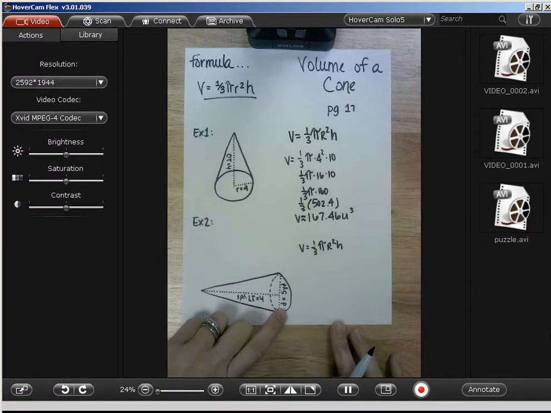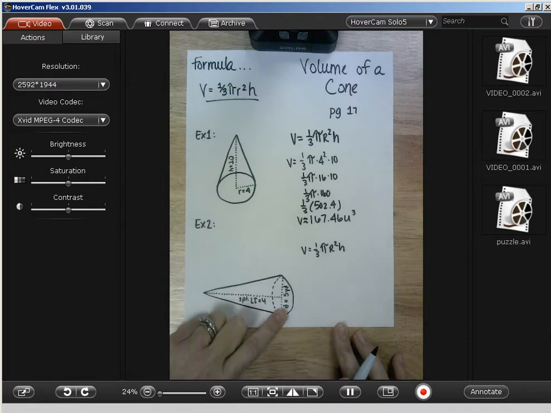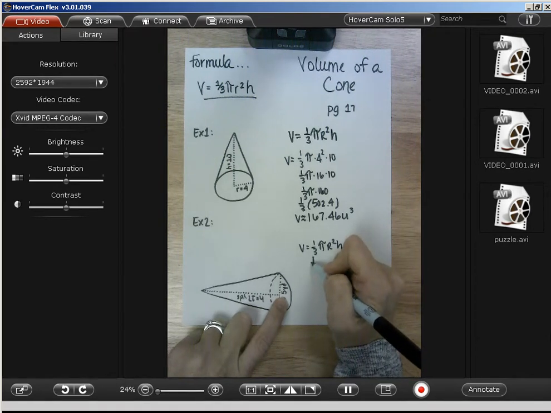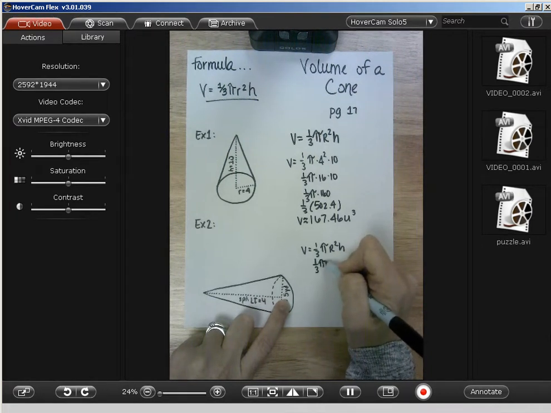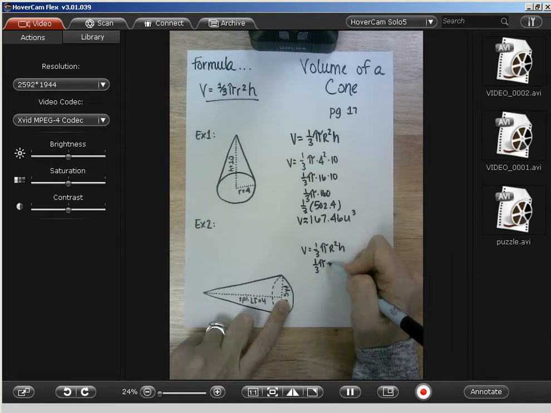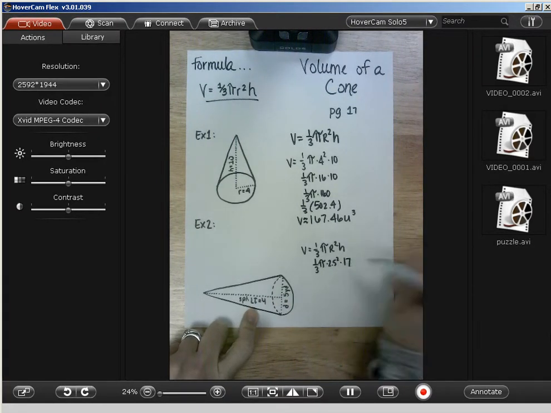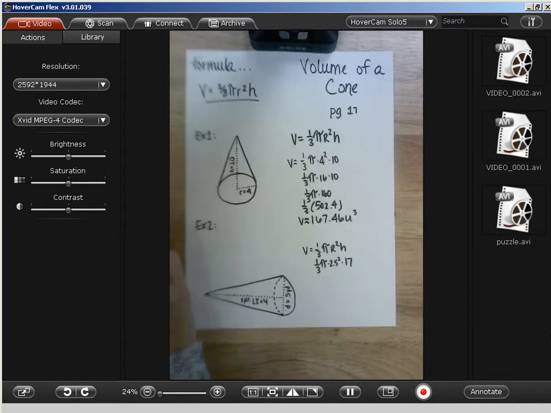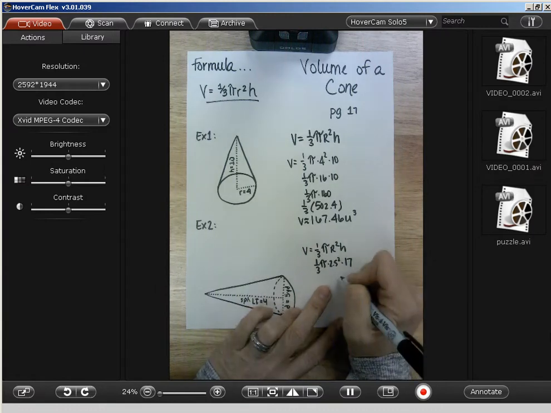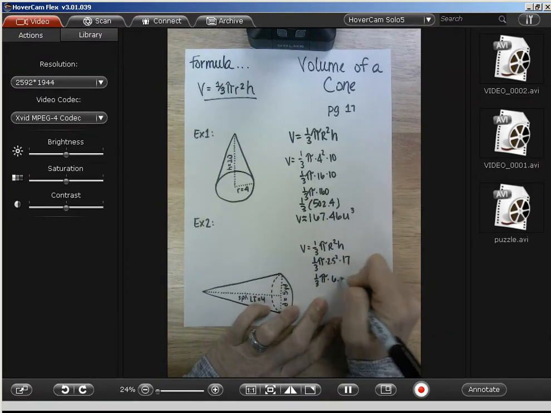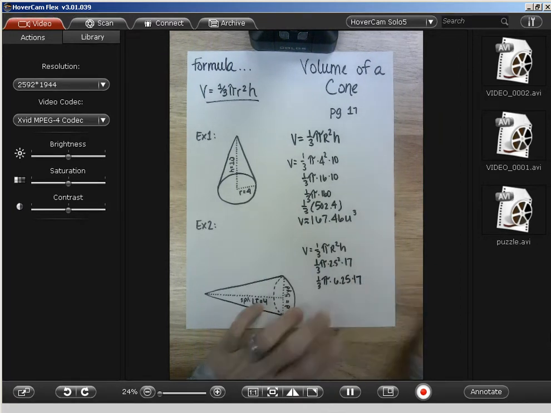In this case, I'm given the diameter. So I know that my radius equals 1/2 of my diameter. So half of 5 is 2.5. So 1/3 times pi times 2.5 squared, and then my height is 17. So 2.5 squared is 6.25. So 1/3 times pi times 6.25 times 17.